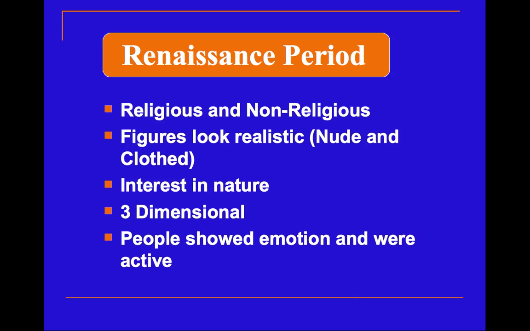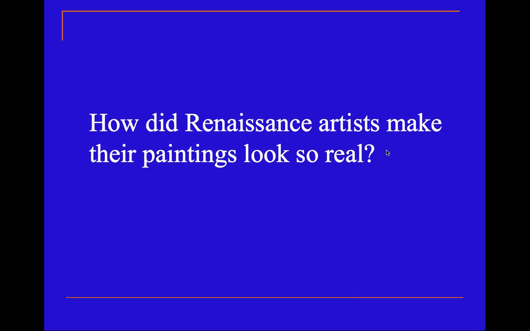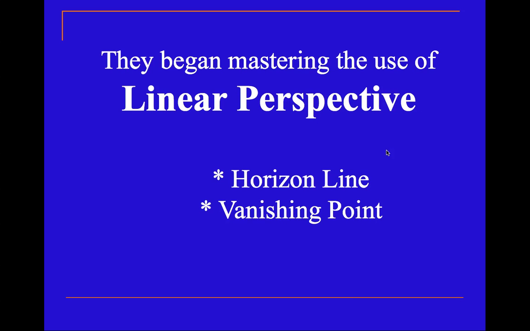And people showed emotion and were active. They were moving. So you can see the emotions on these figures. And they're moving around. They're lounging or running or engaging with each other. But how did the Renaissance artists make their paintings look so real?